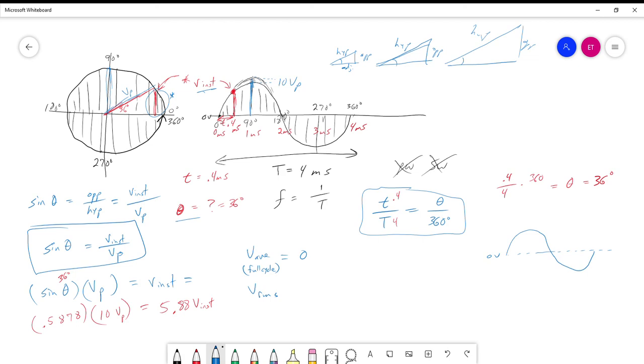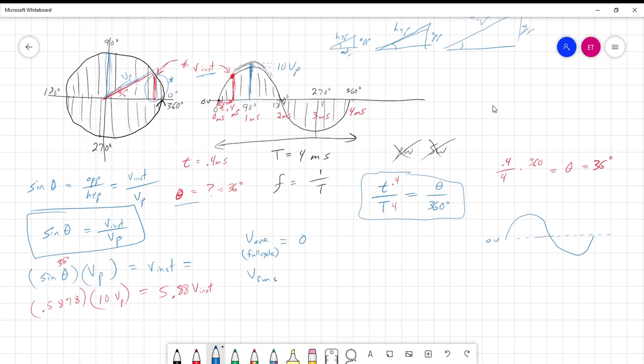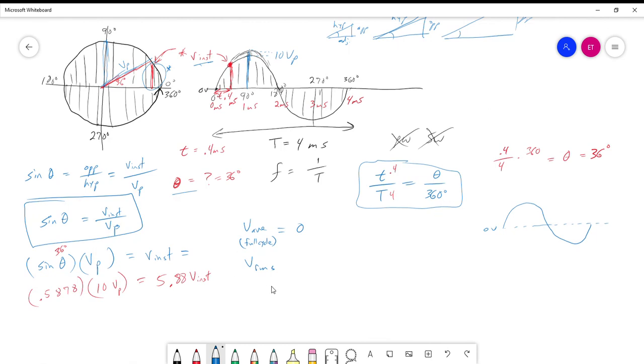Simple enough. And obviously that's something we're not going to be that interested in. It's pretty simple. But there is another average, and it's used a lot with sine waves, and that is the half cycle average.